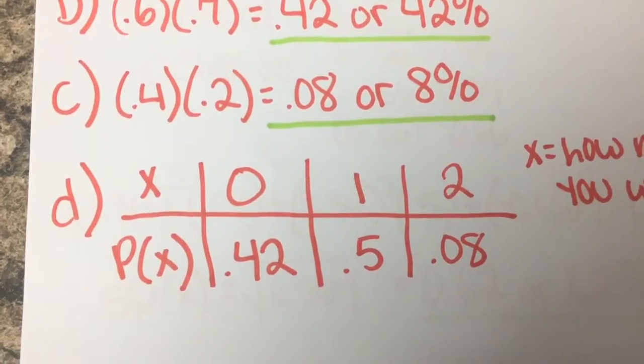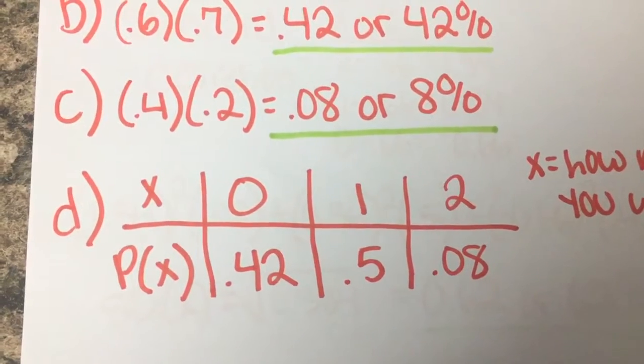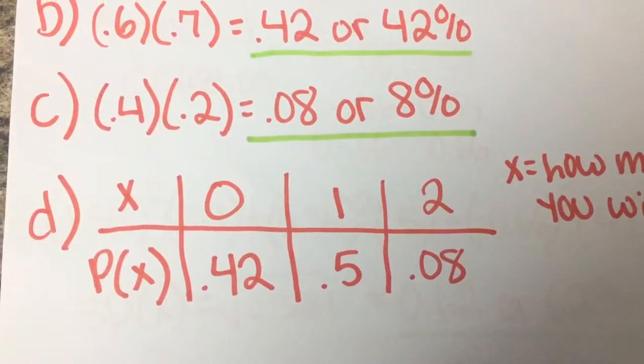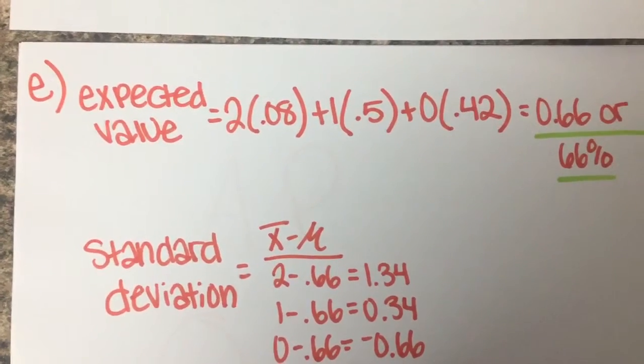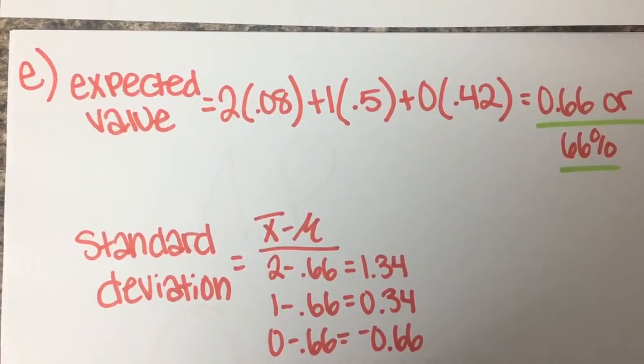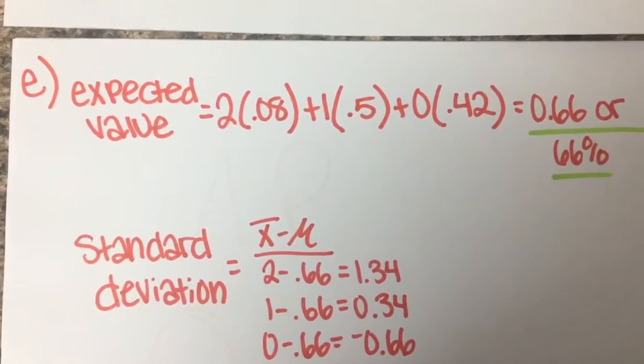And if you win 0 games, it's 0.42. And if you win 1 game, it's 0.5. And if you win 2 games, it's 0.08. The last part of the advanced question asks for the expected value and the standard deviation of this problem.